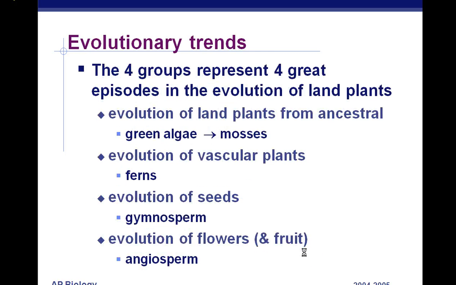So let's go and review this. I would like you to write this down. The 4 groups represent the 4 great episodes of evolution of land plants. You should be familiar with the order: what evolved first, second, third, and fourth. Also, you should be familiar with the adaptations for all plants for living on land, which would be the cuticle, a waxy covering, as well as having an apical meristem, areas to grow up and down without the tubes, and some other things that we talked about earlier.